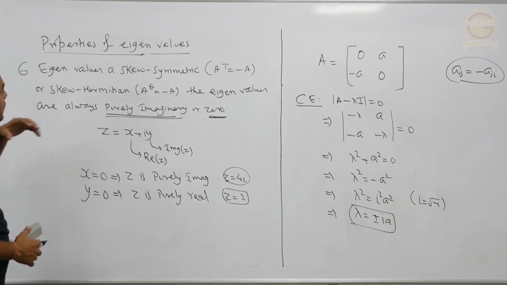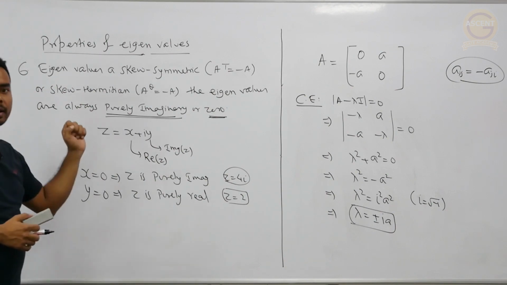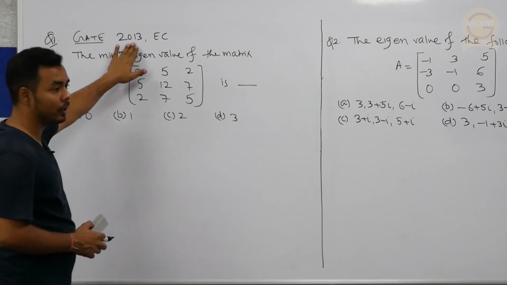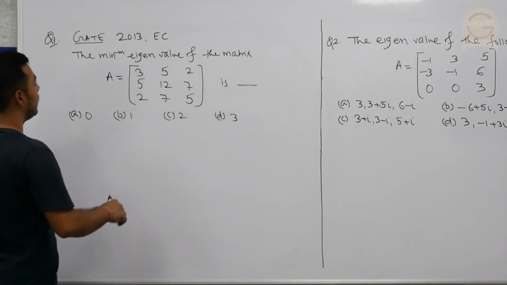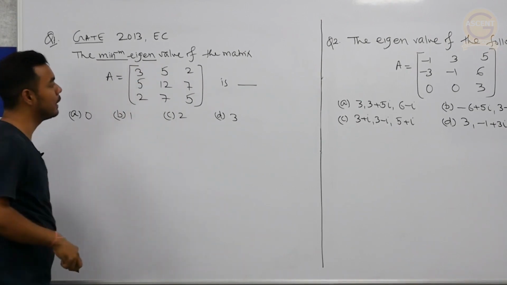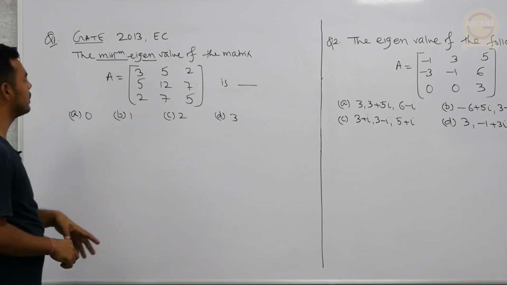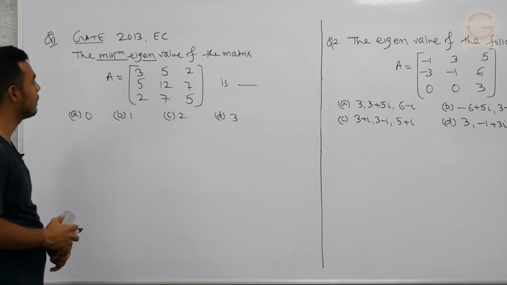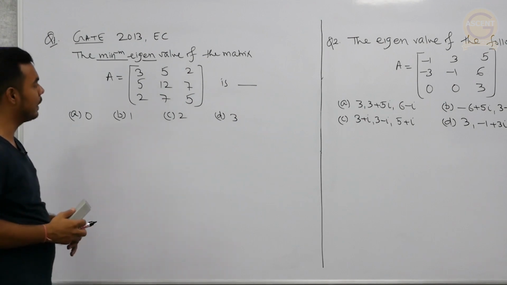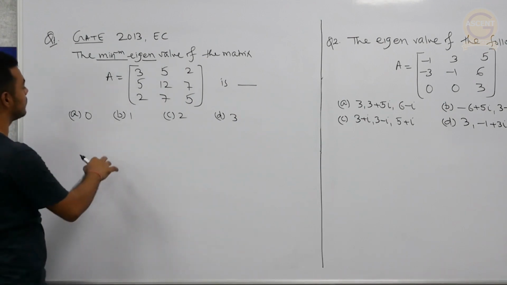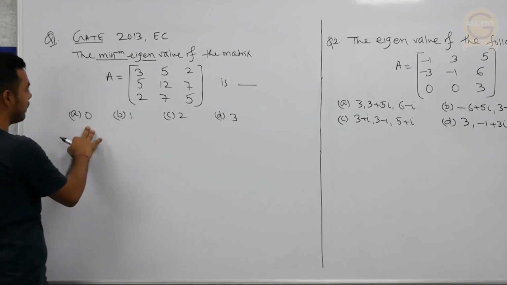Now after this we will see some of the problems which were asked in GATE previous years based on the properties of eigenvalues. Our first problem on eigenvalues was asked in GATE 2013. The problem is: the minimum eigenvalue of this matrix is. You have to find the minimum eigenvalue. One approach is to solve the characteristic equation. Here you will get a cubic equation, find all 3 eigenvalues and then see the minimum. Or you can see from the options that the minimum option given is 0.